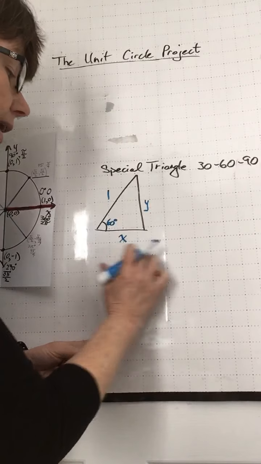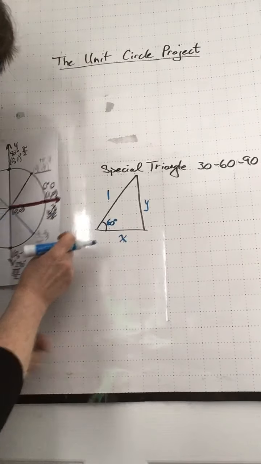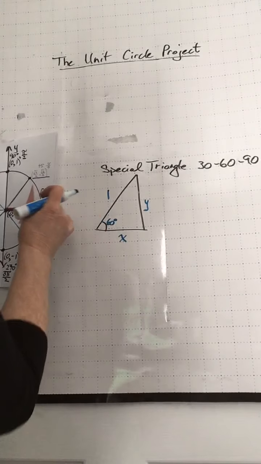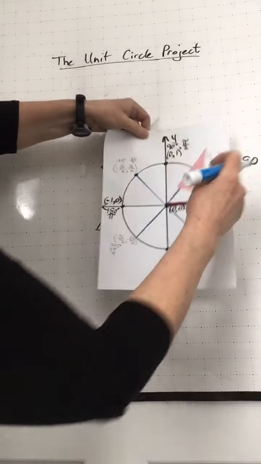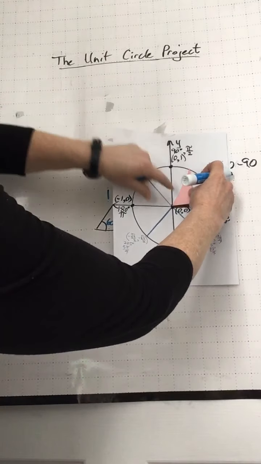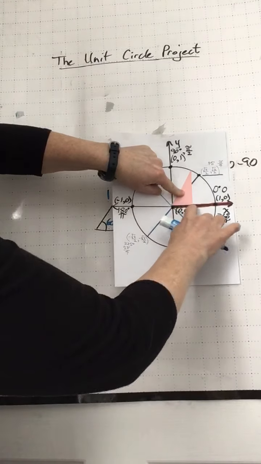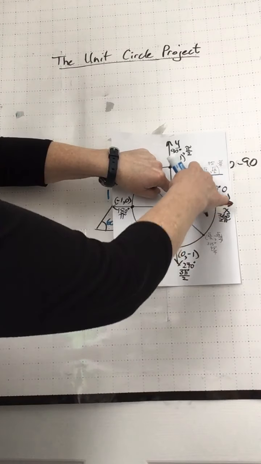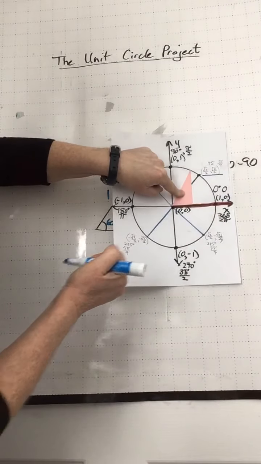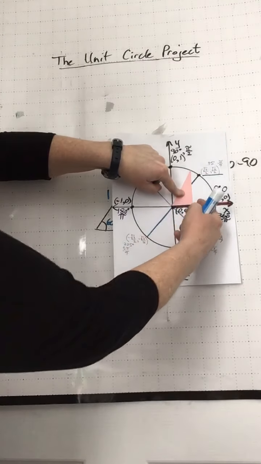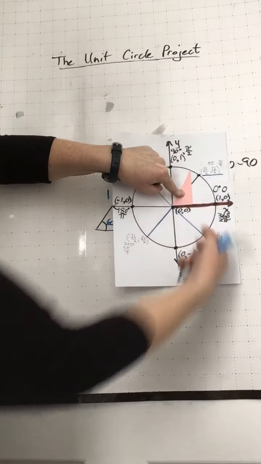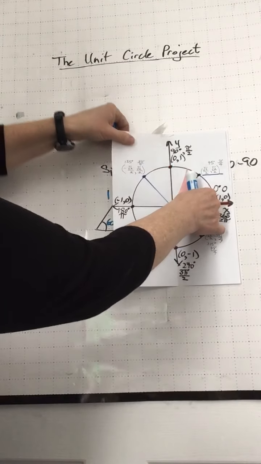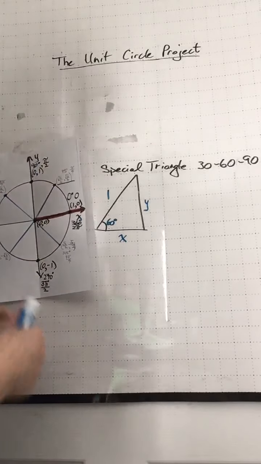I'm calling this one x because if we think about where this special triangle is on this unit circle, we can see that the length along the bottom of the triangle will be the distance on the x-axis, and therefore will be the x-coordinate of this point on our circle. And this distance here, I'm calling y because on our axes that would be the y direction, so the y-coordinate.